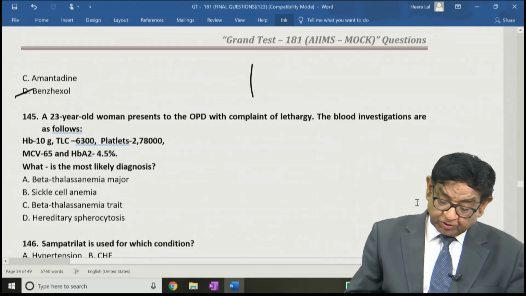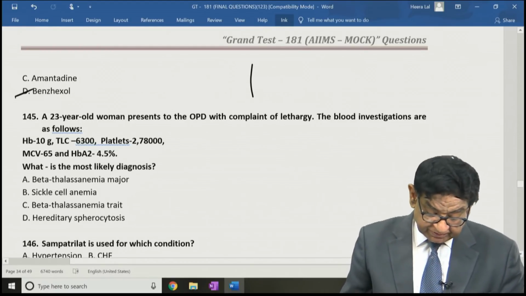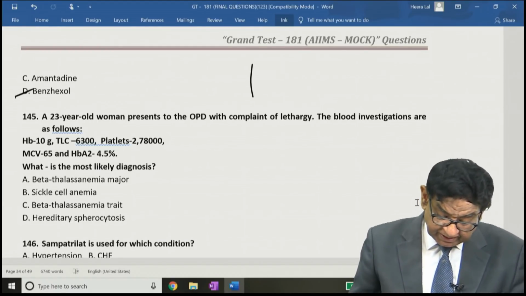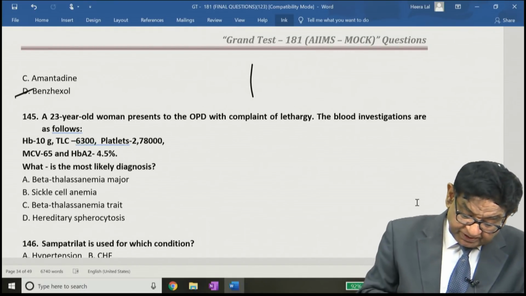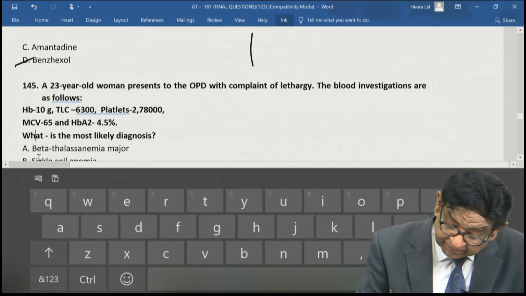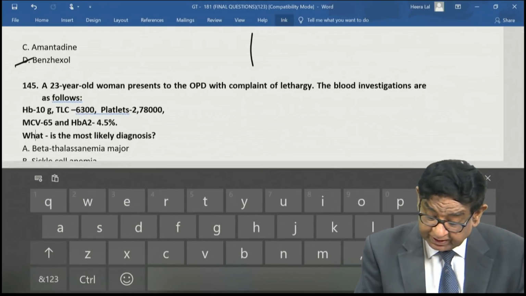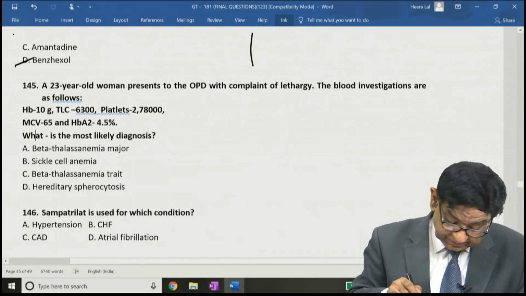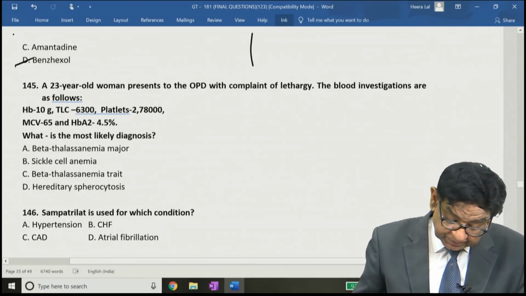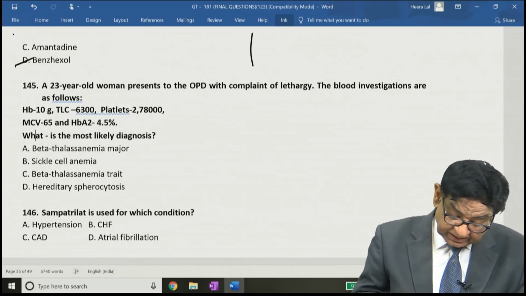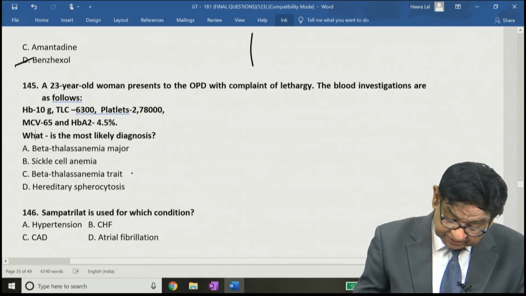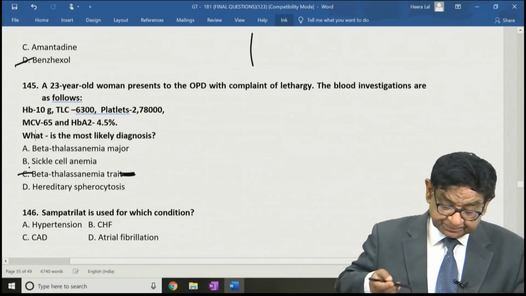A 23-year-old lady comes with lethargy. Blood investigation shows Hb 10 gram, TLC, platelet 2.7, MCV is 65, and HbA2 is 4.5. What is the most likely diagnosis? The answer here is, the best answer, C.